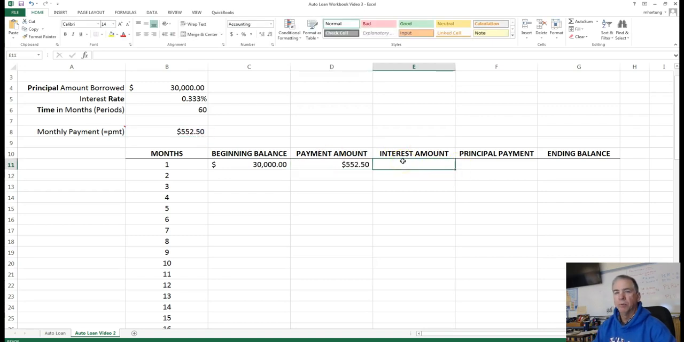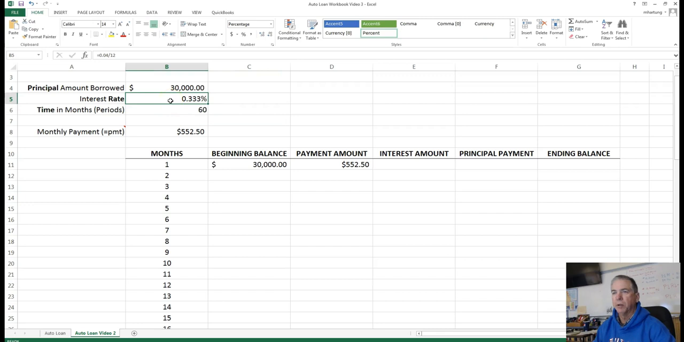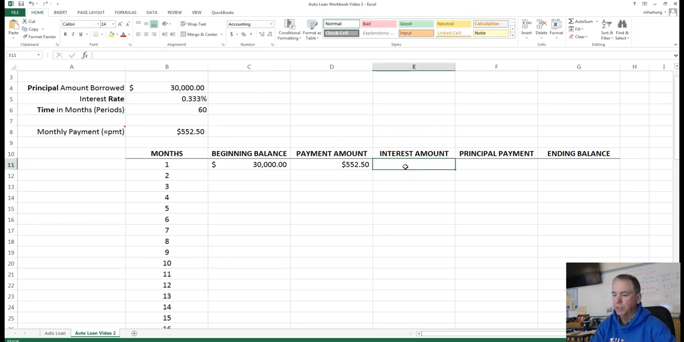Now the interest amount, we're going to have to do a calculation. How do we find the interest for just this 1 month? Well, it won't be too bad to do because we've already indicated our monthly interest amount, because we took that yearly amount and divided by 12. And so then the monthly amount for the first month, or period 1 here, the interest amount is going to be this interest rate times the beginning balance.